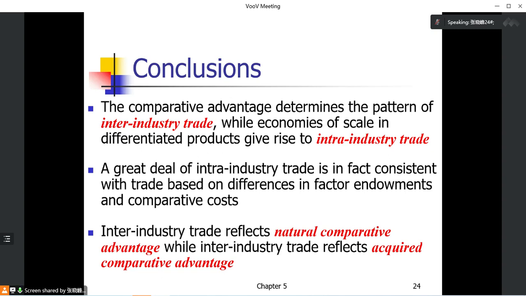Inter-industry trade reflects natural comparative advantage, while intra-industry trade reflects acquired comparative advantage.